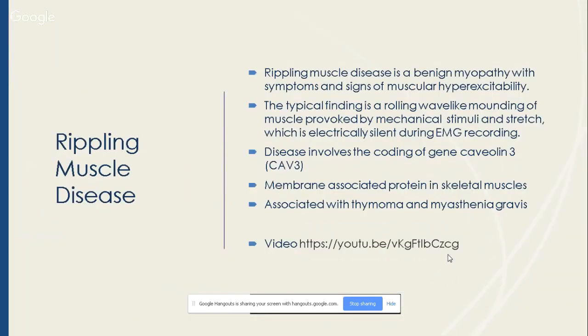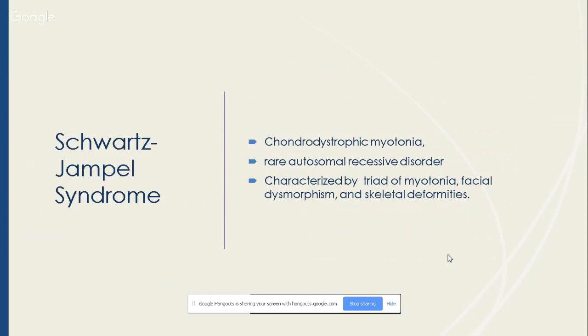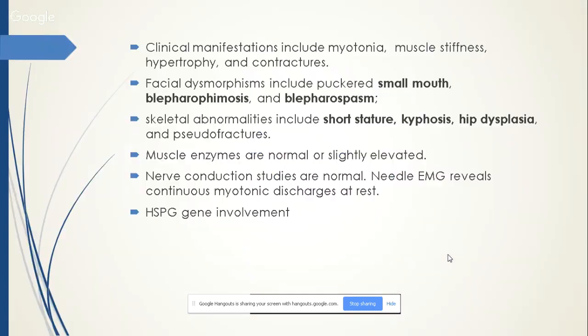So what you do, I've seen one case. I think he was misdiagnosed as ALS, actually, other than cramp fasciculation. So anyway, with this disease, there is a gene NF3 involvement, which affects the membrane associated with skeletal proteins. Again, it's involved with myeloma and myasthenia gravis. And then the last one, which is Schwartz-Jampel syndrome, which is actually a chondrodystrophic myotonia disorder, involves a triad of myotonia, facial dysmorphism, and skeletal deformities.